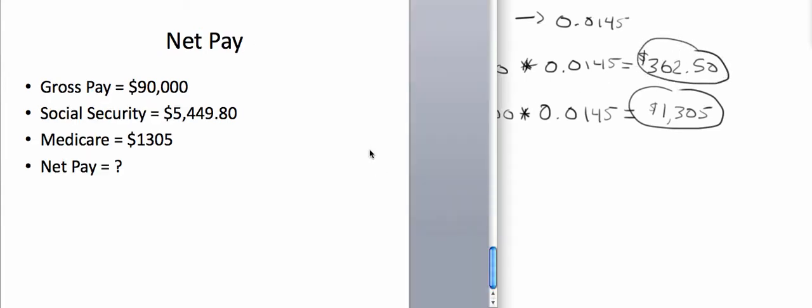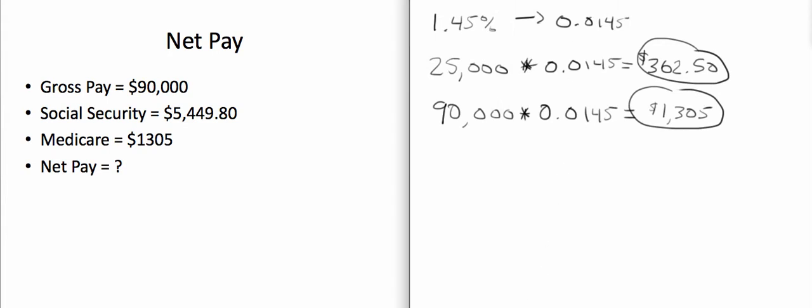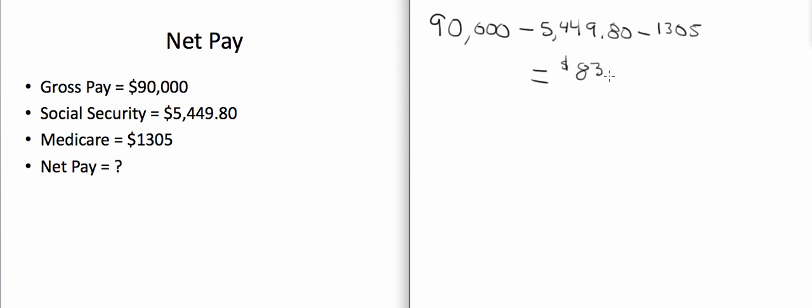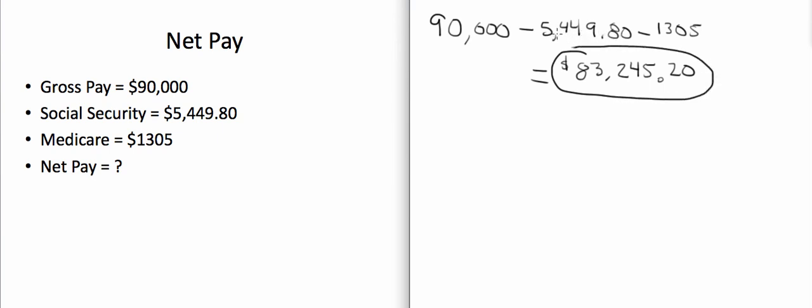The last thing is net pay. Net pay is calculated by figuring your gross pay and subtracting out all of your deductions. In this case, we've got 90,000. We're going to subtract out 5,449.80, and we also subtract out the 1,305, and we get a final answer of $83,245.20. This would be our net pay for this example. All right, that is deductions from gross pay.